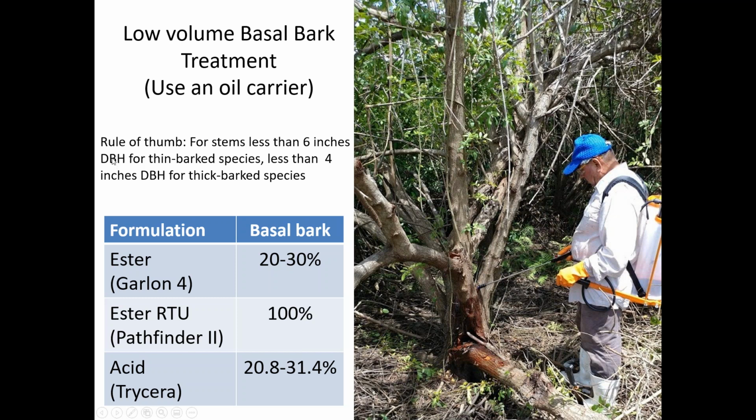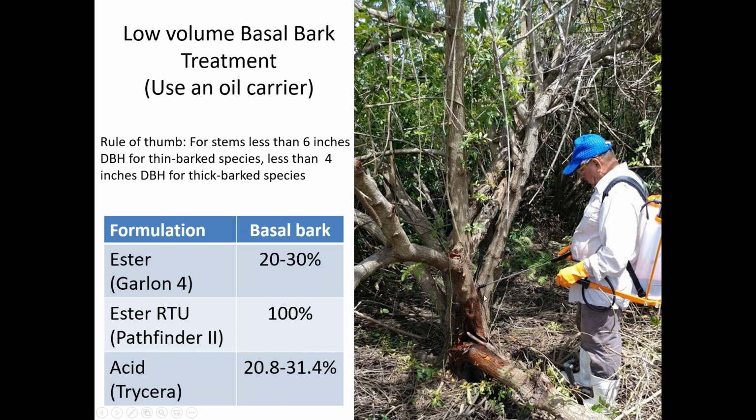We like to say that the rule of thumb for basal bark applications is for stems less than 6 inches diameter at breast height, or DBH, for thin bark species, and typically stems less than 4 inches DBH for thicker bark species. And this varies across the board. What you see here is a Brazilian pepper tree in Florida with stems that are really pushing 6 inches in diameter, and it's a multi-stemmed individual with an overall root collar diameter of about 12 inches, but stems at DBH are still under 6 inches here.